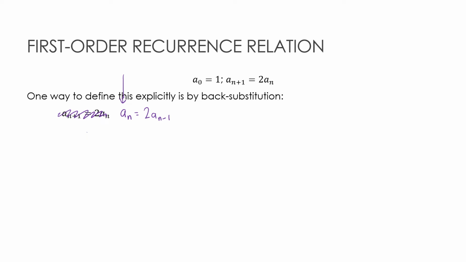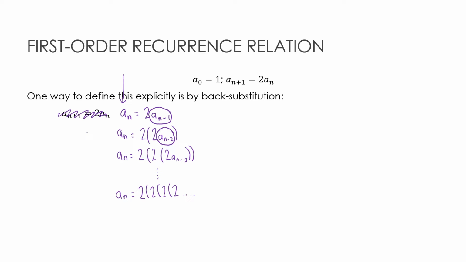So what I can do here is I can say, what if I wanted to replace a sub n minus 1? Well, how could I write that? I could write a n minus 1 as 2 times a n minus 2. Well, let's continue that. Keep this 2, keep this 2. I can replace a n minus 2 with 2 a n minus 3. And we can see where this pattern is going. So if I wanted a n, it's really going to be 2 times 2 times 2 times 2 times however many 2s, and however many 2s we'll talk about in just a moment, times a n minus k.